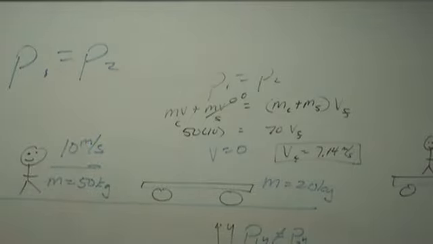All right, let's say that the child now jumps off. What if the child jumps straight up and grabs onto a tree limb? Jumps straight up, grabs onto a tree limb. What will be the final velocity of the skateboard?